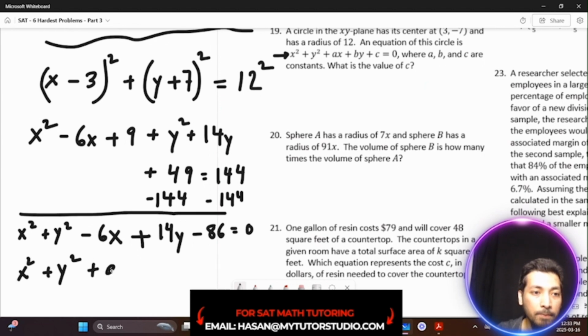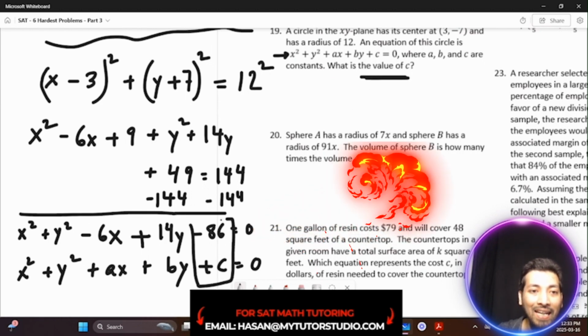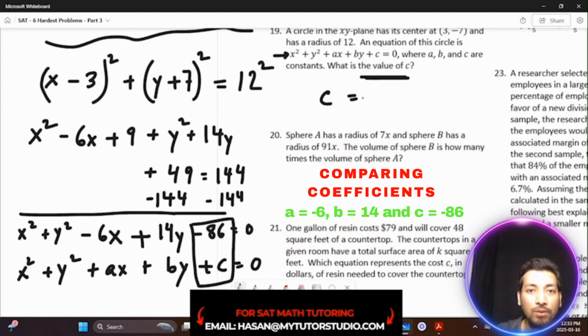plus ax plus by plus c is equal to 0. And we just need to find the value of c, which is -86. This is how you can solve this problem.